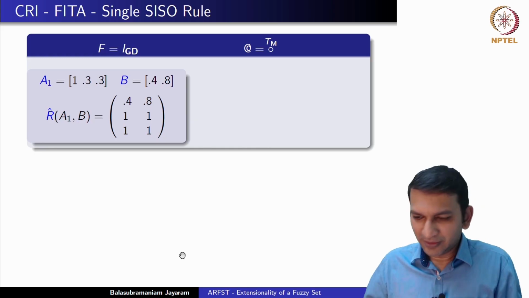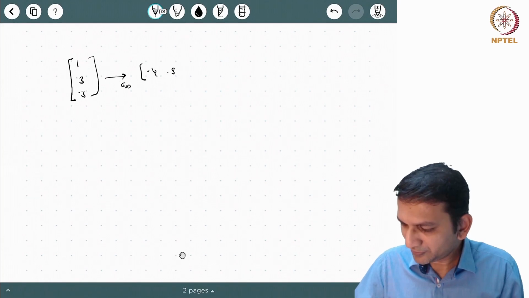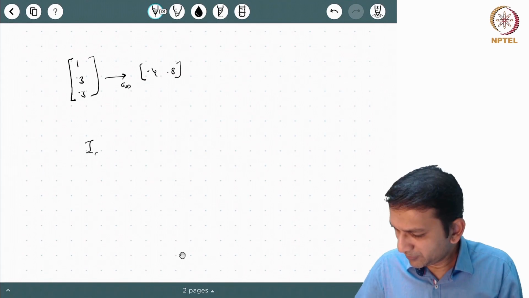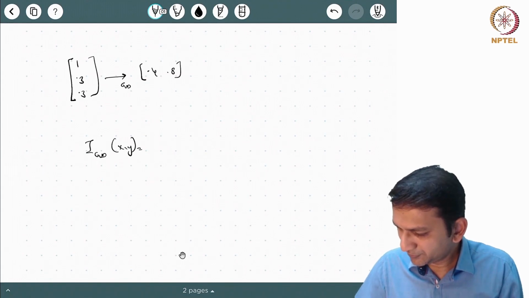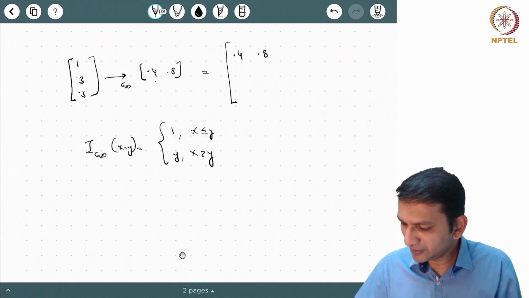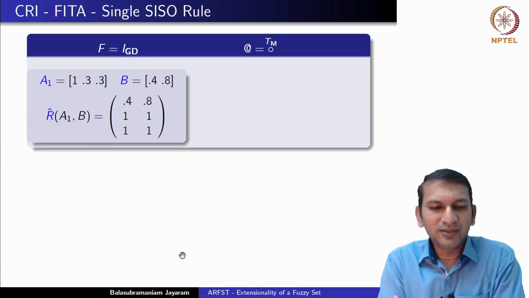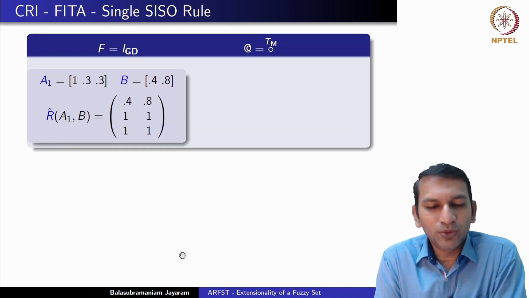So quickly, how do we do this? We have 1, 0.3, 0.3, use the Gödel implication, 0.4, 0.8. Please recall the Gödel implication is this: 1 if x is less than or equal to y, and y if x is greater than y. So putting together 1 and 0.4 gives 0.4, because it is a residual implication. 0.3 is smaller than 0.4, which means 1. 0.3 is smaller than 0.8, 1. So you get this. So you see here, that's how we have got the relation from the rule.